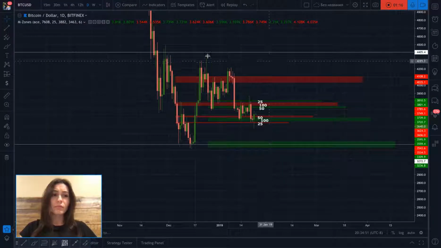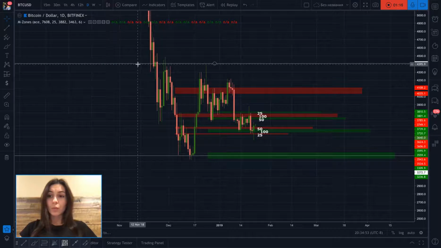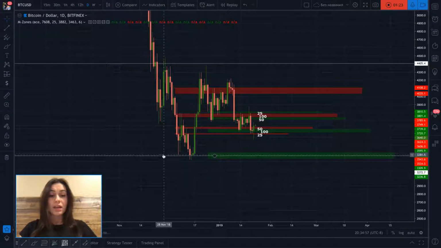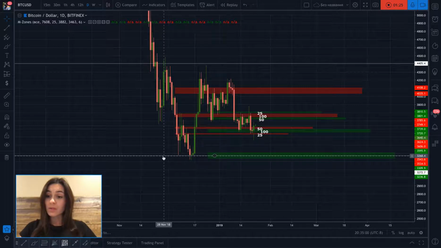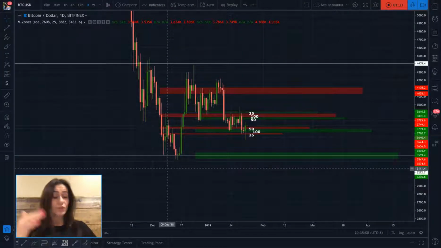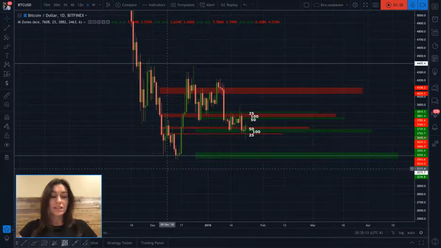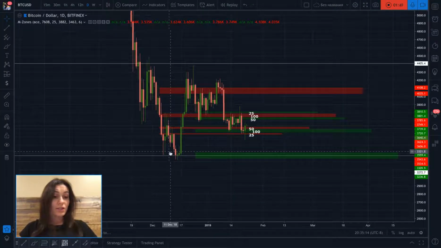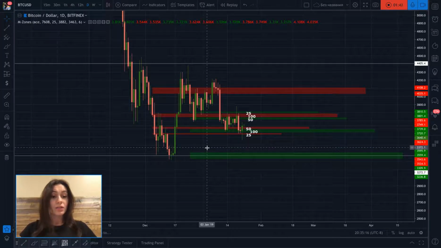This is Bitfinex, and we see the resistance level under 4,400 and our support level at 3,268. So this is quite a big range, and the price never just goes from one point to another. So we need to follow our trade, and we need to trade inside the range, inside the channel. That is why I'm using the margin zone.